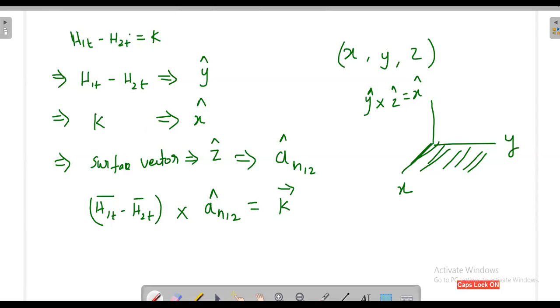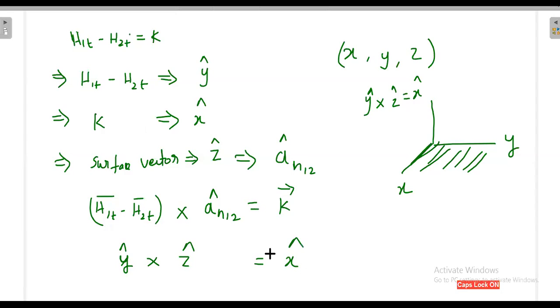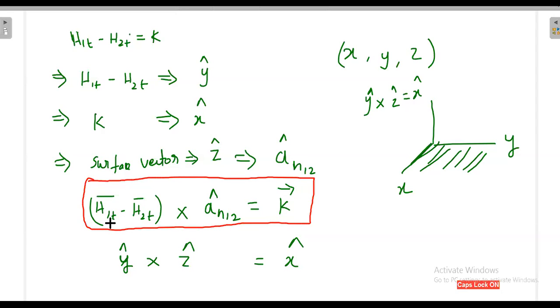Finally, everything I am writing in vector notation. So very clearly, this is the direction of y cap, this is the direction of z cap, and this is the direction of x cap. Finally you should remember this one. This is very important, because in the exam they will give you the magnetic field vector and ask you what is the direction of surface current density. Are you getting the idea? You should be able to calculate that.